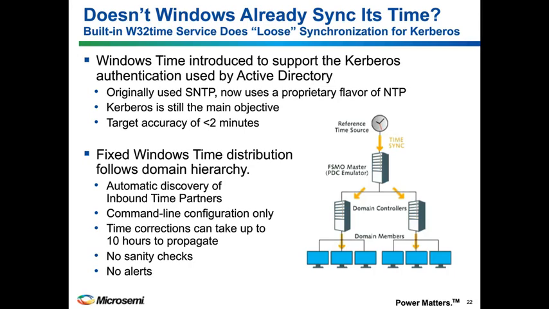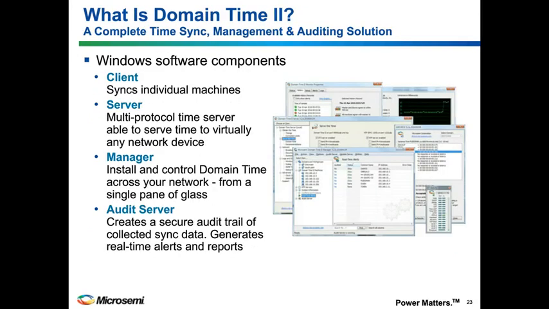And Domain Time consists of these four components. We have a high accuracy time client, which is the piece that synchronizes time on the individual machines. Then we have a domain time server, which is a software time server that can be placed anywhere on the network you need to repeat the time. It can also be installed on domain controllers to replace the Windows Time service for distributing time in that hierarchy we looked at. Then we have a domain time manager, which is a central console that allows you to remotely install, configure, or update your machines from a single machine.